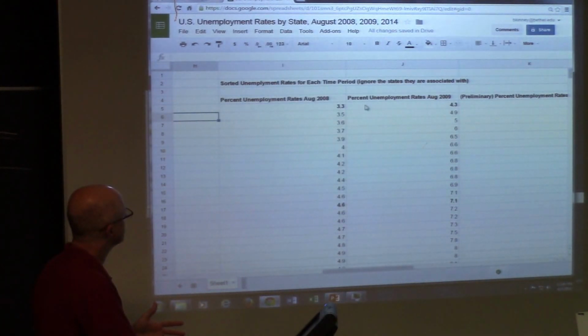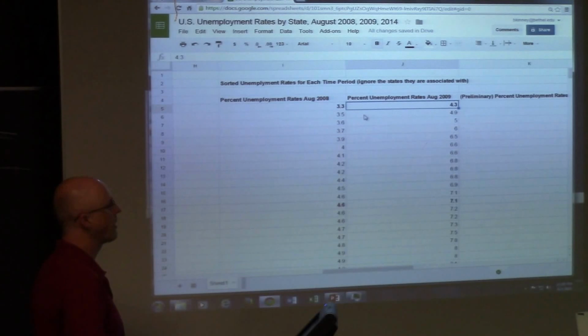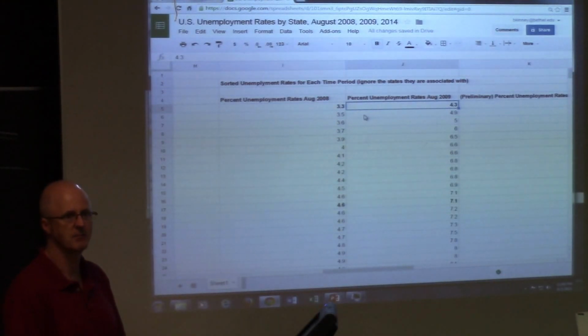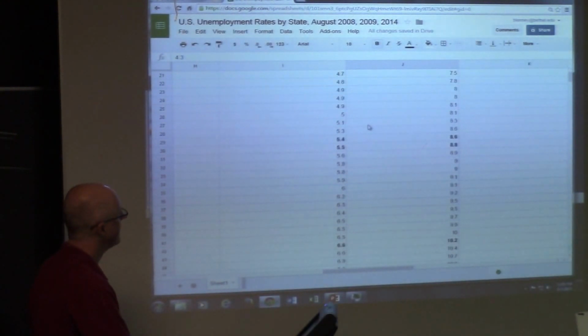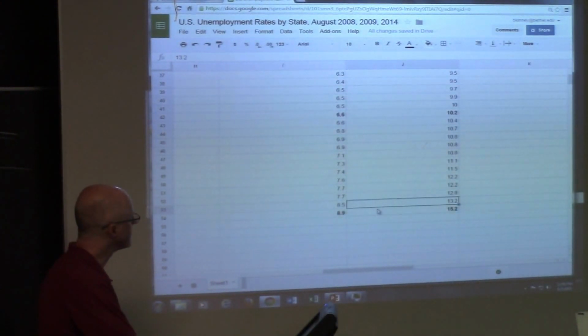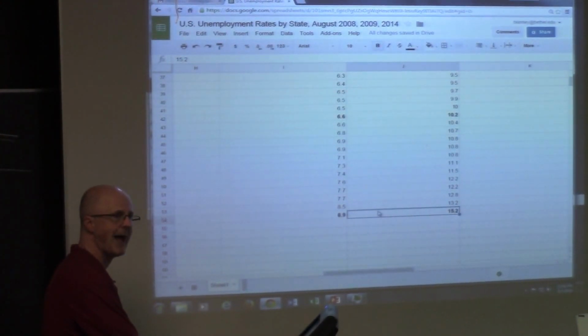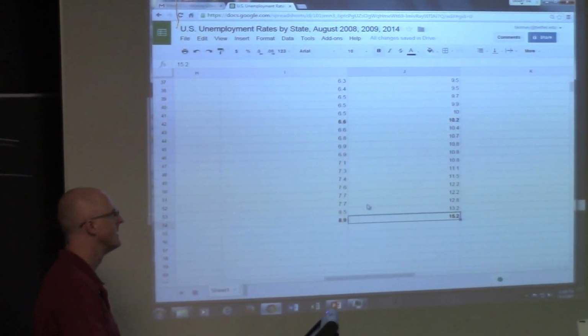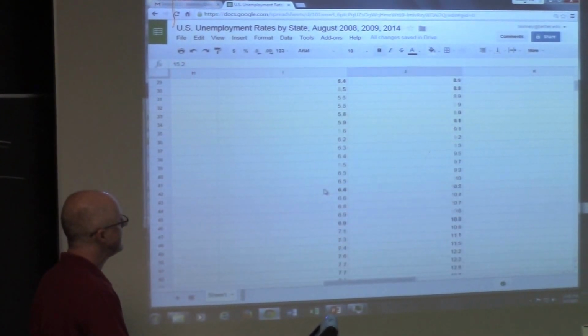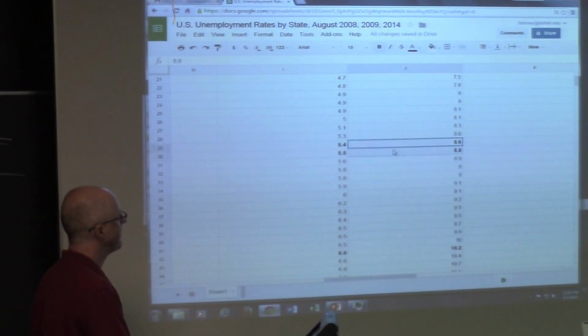Anyway, they are sorted. Let's look at 2009. 4.3% was the lowest unemployment rate. That's the minimum. Scroll down. The highest was 15.2%. That's the maximum. So these two numbers in the 5-number summary are very easy to find. The median is the next one you want to find.